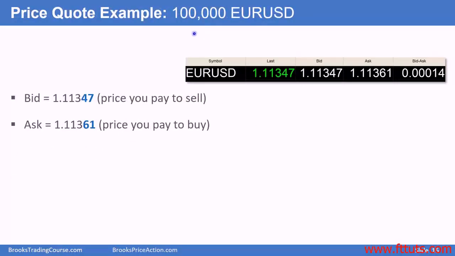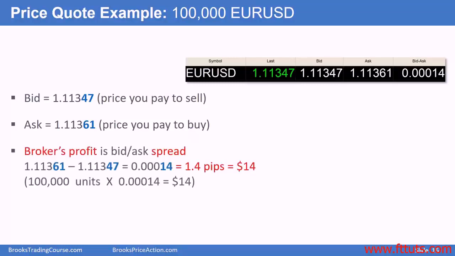Okay, example, 100,000 units of the euro versus the dollar. Here's the bid, here's the ask. The bid at 47 is the price you pay if you want to sell, and the ask, the higher price, is the price you have to pay if you want to buy. The broker's profit is the bid-ask spread, 1.4 pips, or about $14. 100,000 units times 1.4 pips, $14.